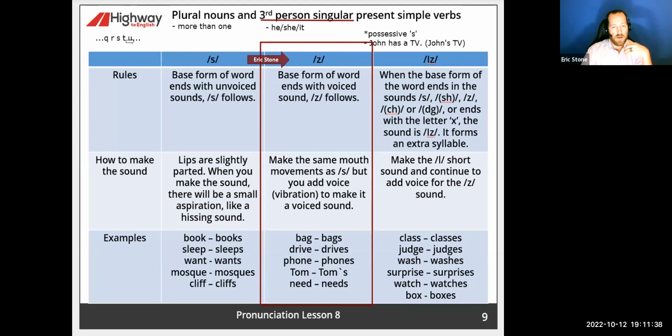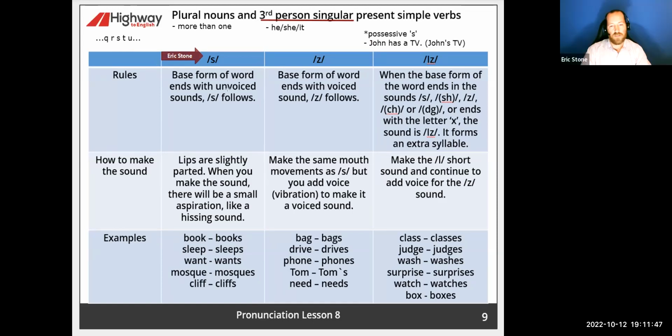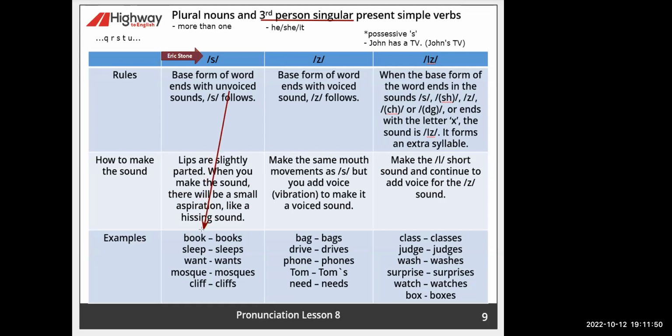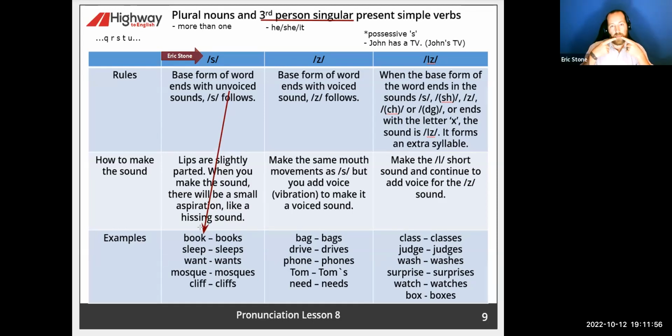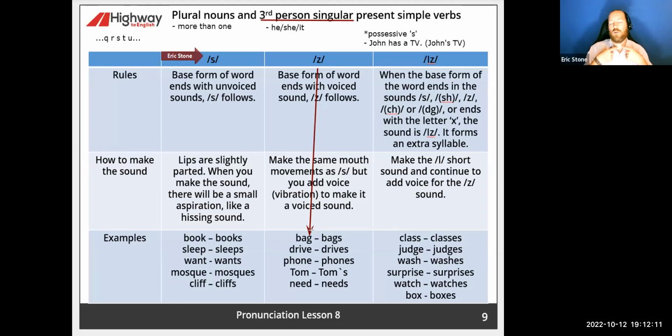Now the difference between these two is when to make the sound. For this one, the word has to end in an unvoiced sound. For example, the word book ends with k. It's unvoiced, so you just continue unvoiced: books. But this one is bag, from g, so you would just continue: bags, voiced. It depends on the last sound of the word. So this one's different. Please read.